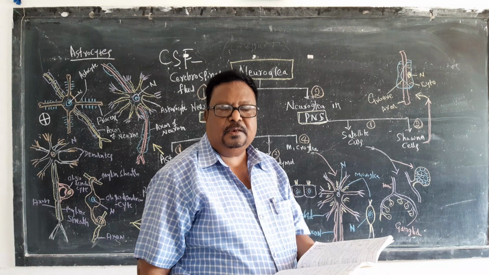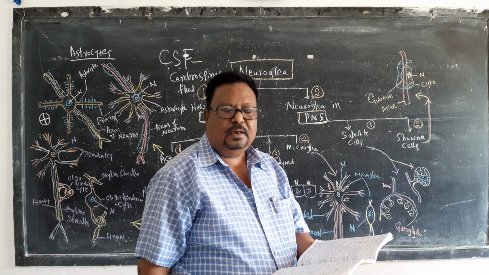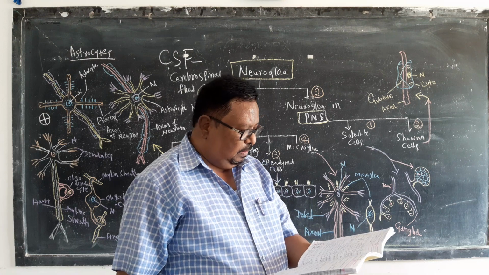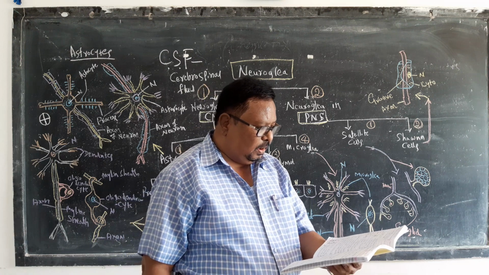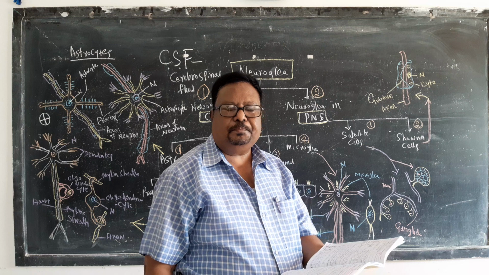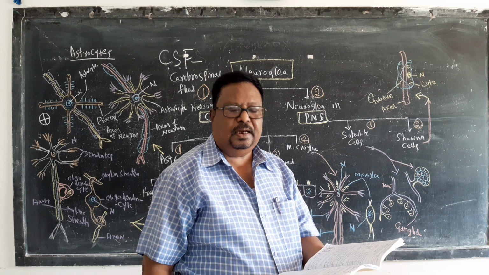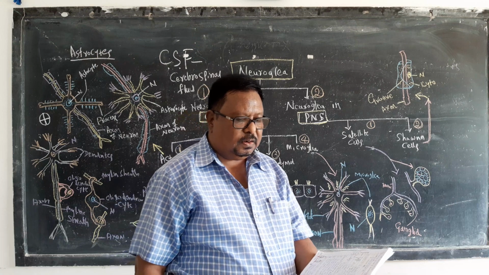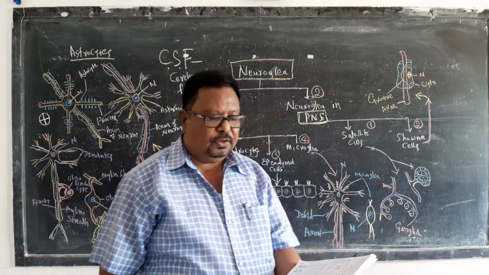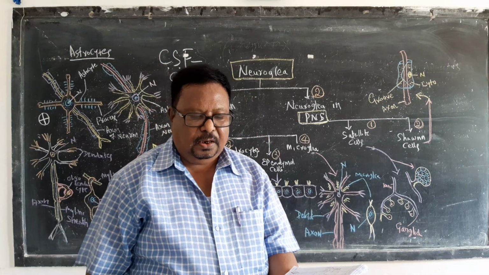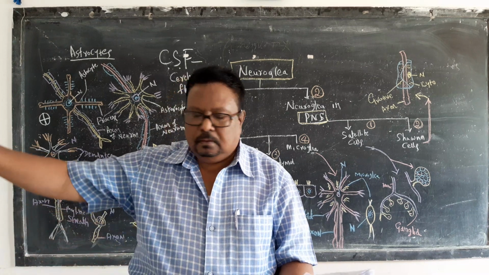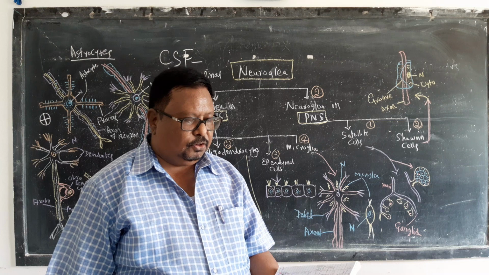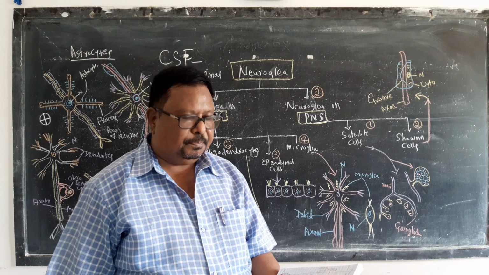So they replace the myelin sheath. The unmyelinated axons are covered by this type of cells called Schwann cells. They cover the unmyelinated axons. The unmyelinated axons invaginate into the cytoplasm of the Schwann cells.